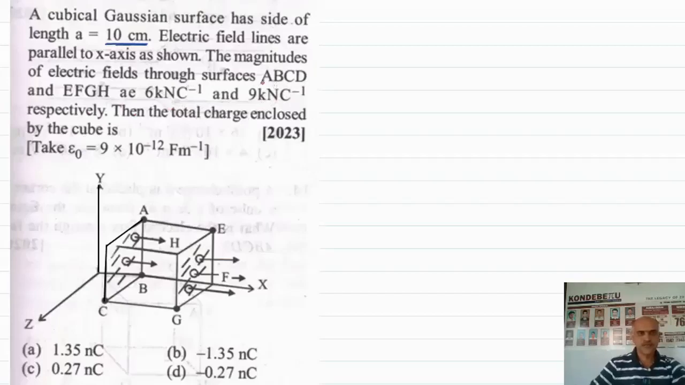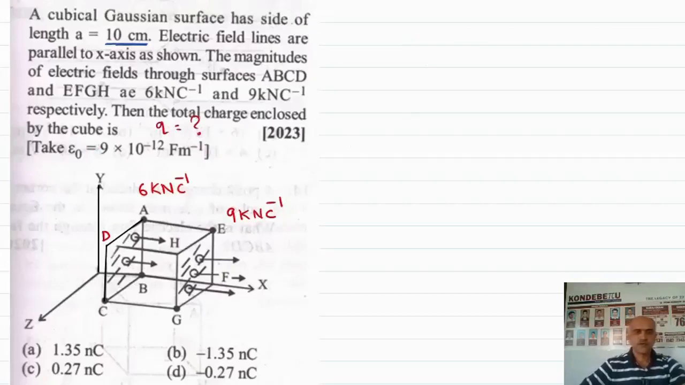So the electric field through surface A, B, C, D is 6 kilonewton per coulomb. And if you take E, F, G, H, here it is 9 kilonewton per coulomb. Then the total charge enclosed by the cube, meaning you are required to find Q.